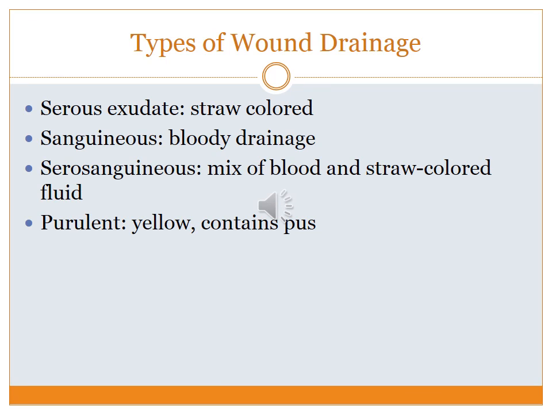We also have different types of wound drainage. You have your serous exudate, which is more of your straw colored. Sanguinous is bloody. Serous sanguinous is the mixture of blood and straw colored. And then you have purulent, which is yellow and contains pus. Exudate is usually fluid that oozes as a result of inflammation, and we talked about that in the inflammation. Exudate can be good, it could be bad. Serous, you usually see in clean wounds. Sanguinous, you usually see in deep wounds or wounds that are in highly vascular areas. Serous sanguinous are usually new wounds, where your purulent is usually an infected wound, and that's why we're seeing the pus.